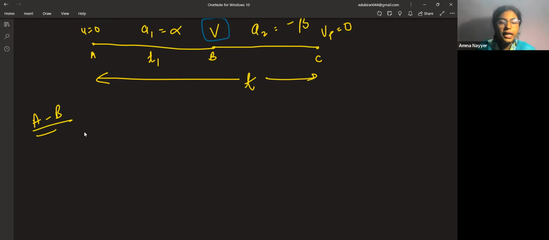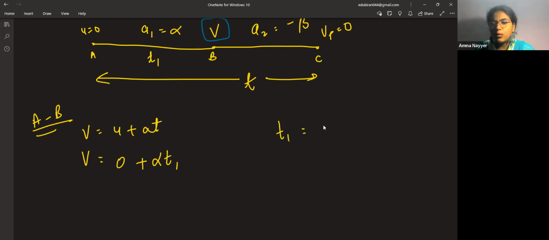Fine. So if we are talking from A to B, V is equal to U plus AT, we can use. What is V? Still we do not know. We have to find this V. U is 0, so this becomes 0 plus acceleration, which is alpha. And we cannot use this T because this is the total time that has been elapsed. We are just considering this segment from A to B. So this becomes T1. So what is the value of T1? T1 is V by alpha. Fine, we have solved it from A to B.